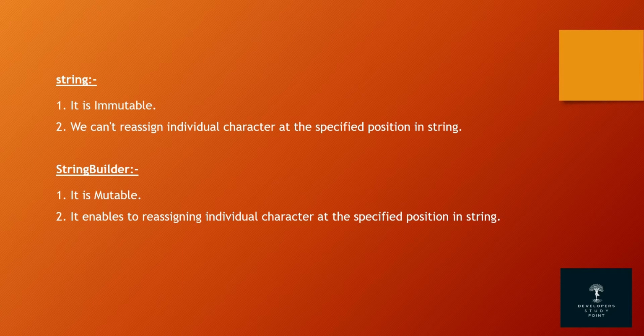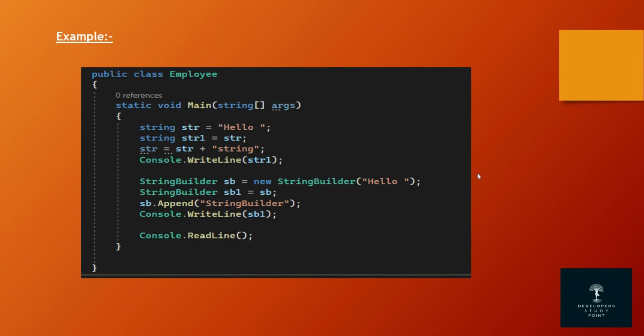The second difference is that we can't reassign an individual character at a specified position in a string. A string, as we know, is an array of characters. Array of characters means we can change the value at a specified position, but it's not possible in a string, but it's possible in the string builder. We can reassign an individual character at a specified position in a string builder. I will show you with an example.